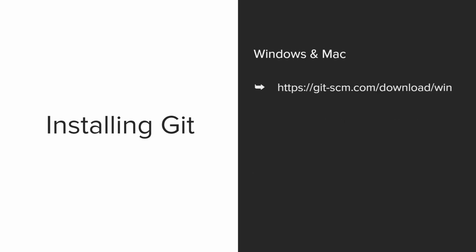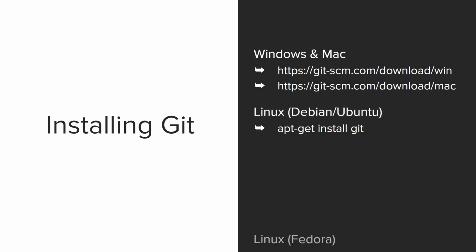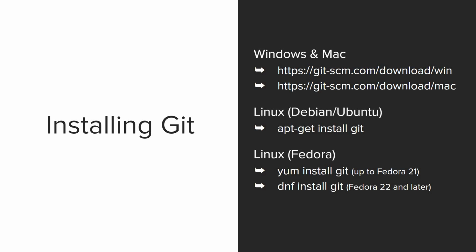Alright, now installing Git. On Windows and Mac, you'll want to go to git-scm.com/download/win or Mac depending on your system. For Linux, a couple of popular versions are Debian and Ubuntu. You'd use the apt-get command. And for Fedora, depending on which version you would have, you would use yum or dnf.